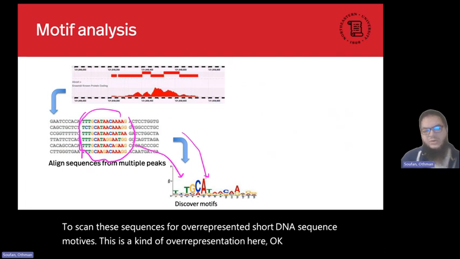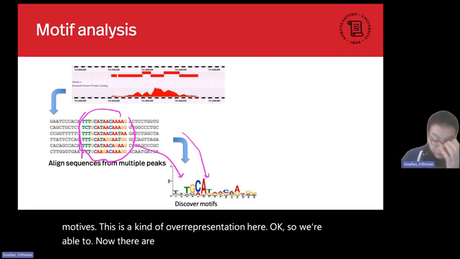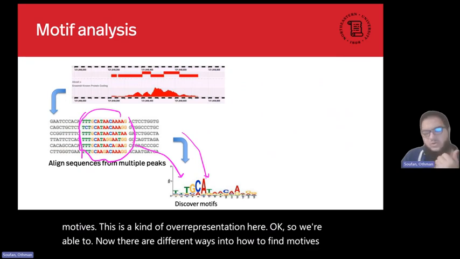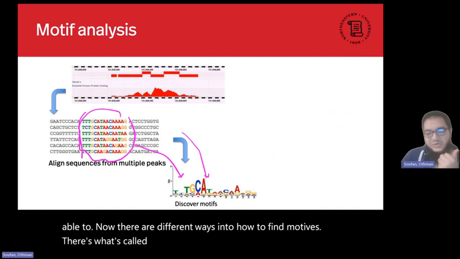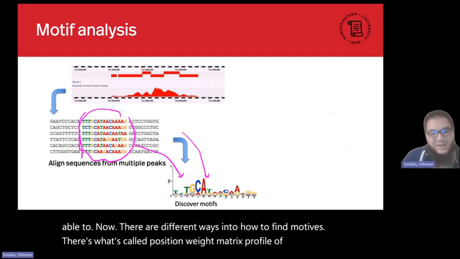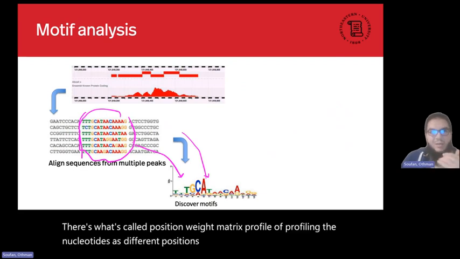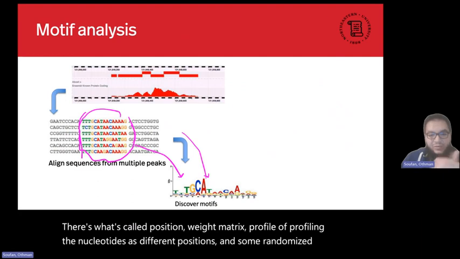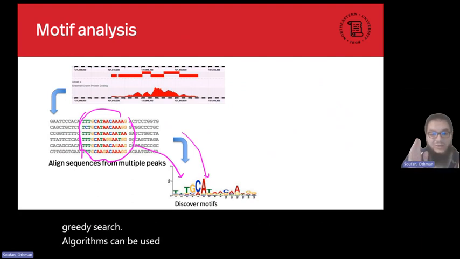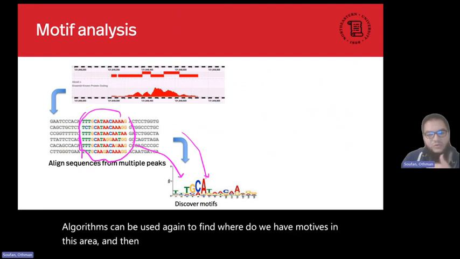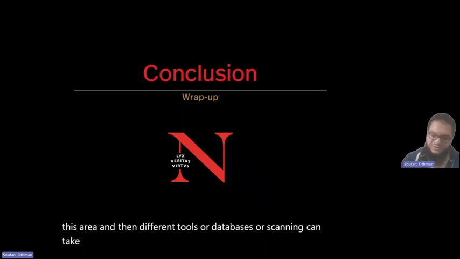Now, there are different ways to find motifs. There's what's called a position weight matrix, a profile of the nucleotides at different positions, and some randomized or greedy search algorithms can be used, again, to find where we have motifs in this area. And then different tools, databases, or scanning can take place in this process.